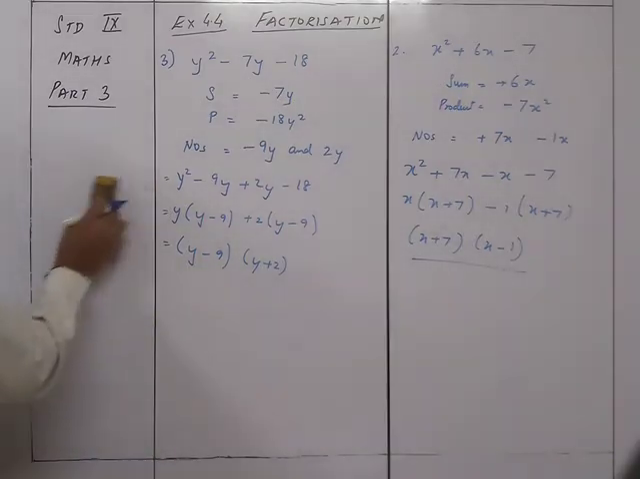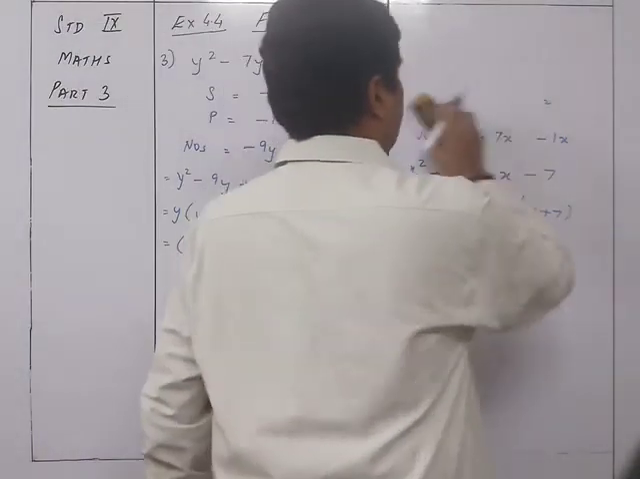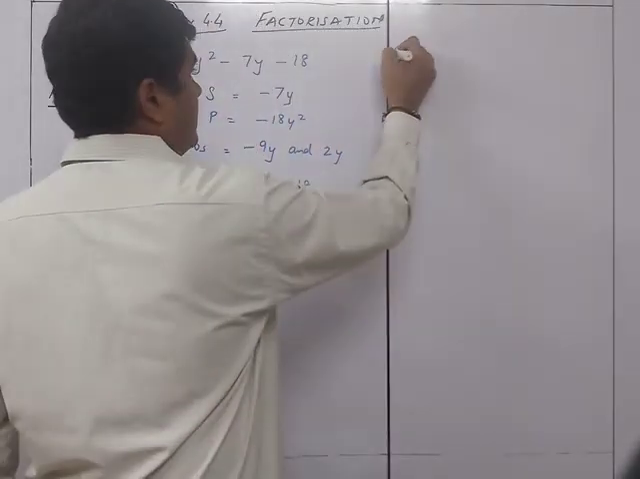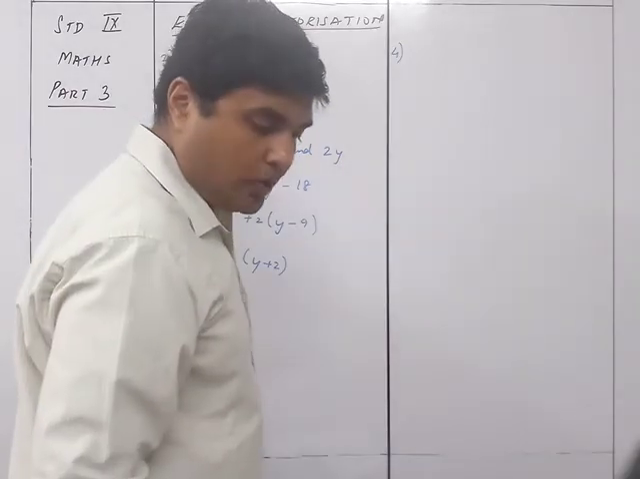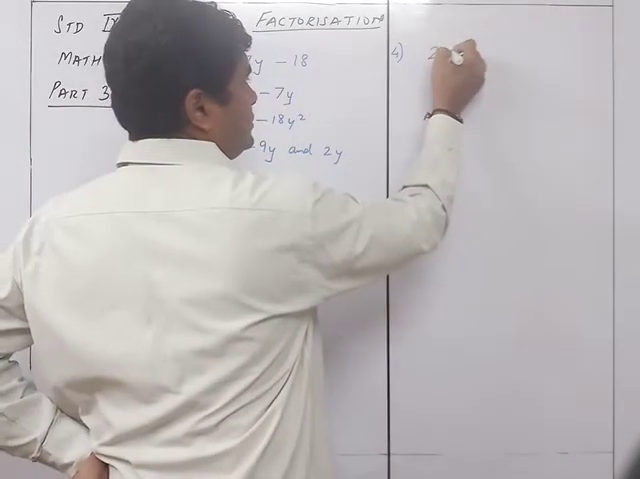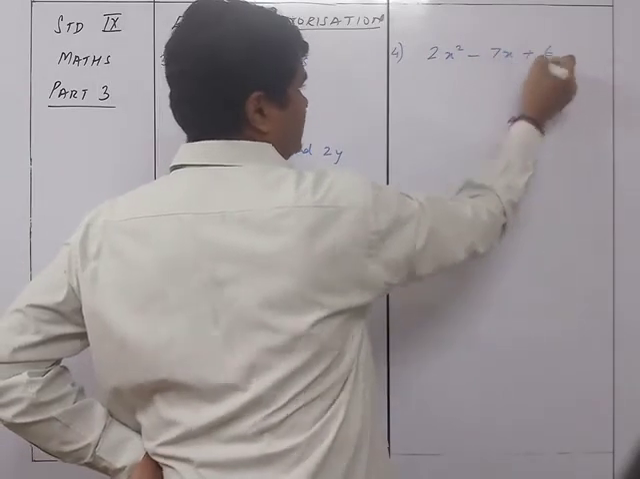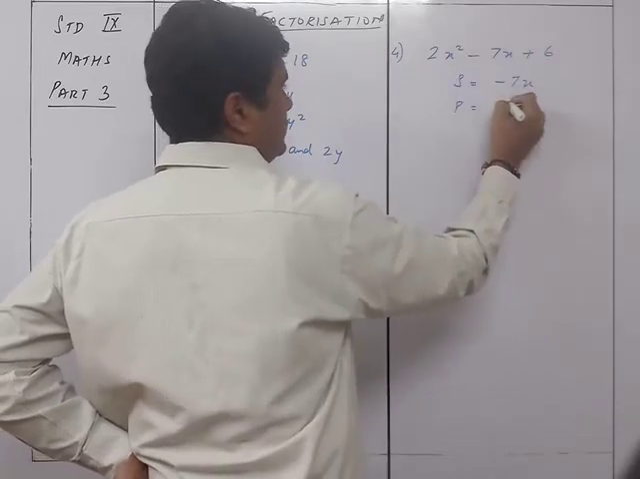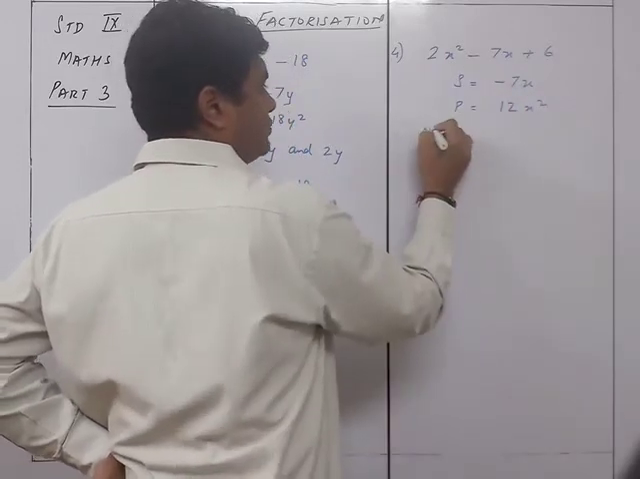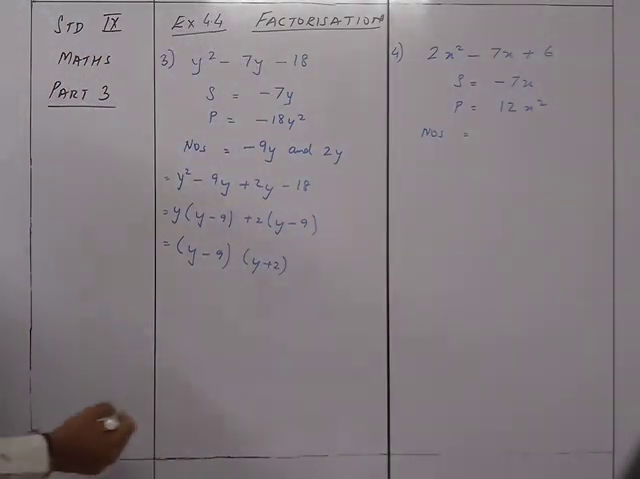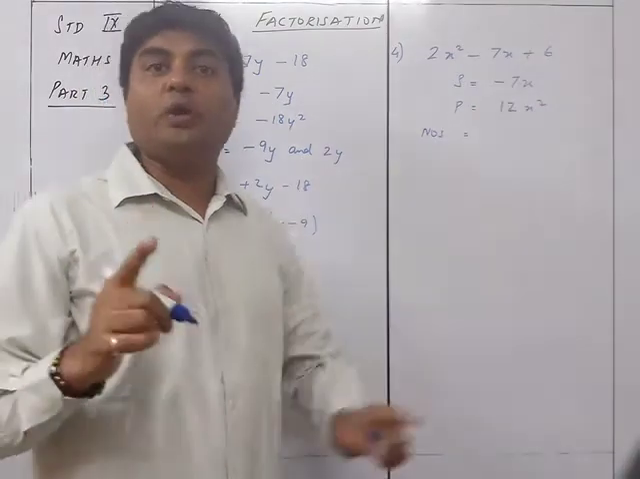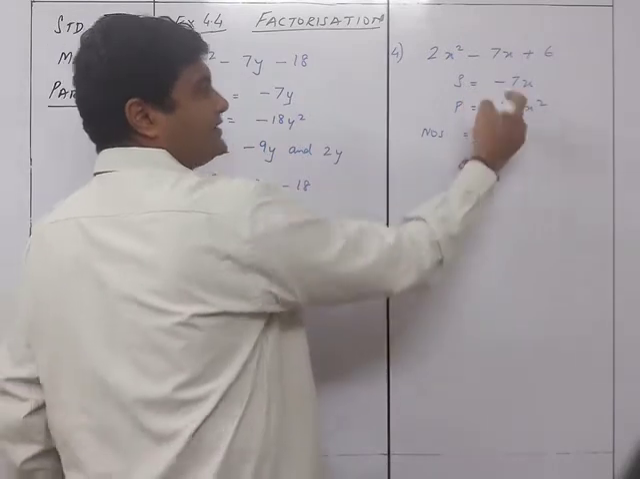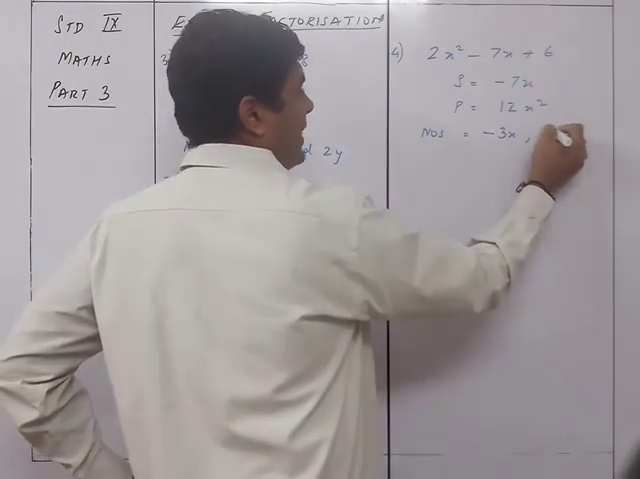We now move on to sum number 4. Okay, fourth sum. 2x square minus 7x plus 6. So sum is equal to minus 7x. The product is equal to 6 2s are 12, so it is 12x square. So the numbers we want are factors of 12 where you get 7. Now because the last term is plus, it will be addition of two numbers. So 12 will be 3 and 4. But because I want a minus sign, it will be minus 3x and minus 4x.